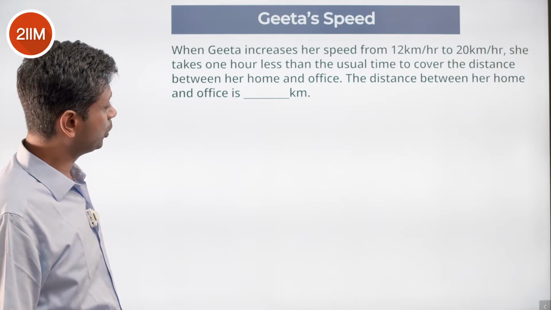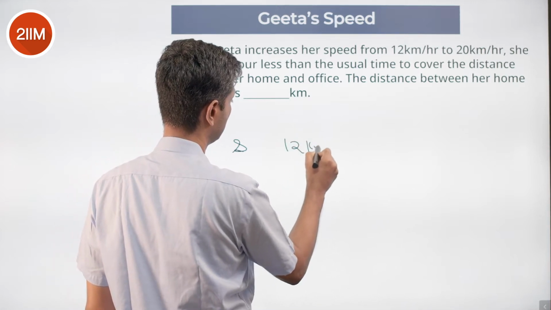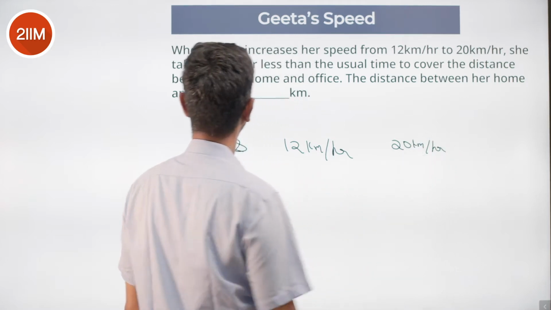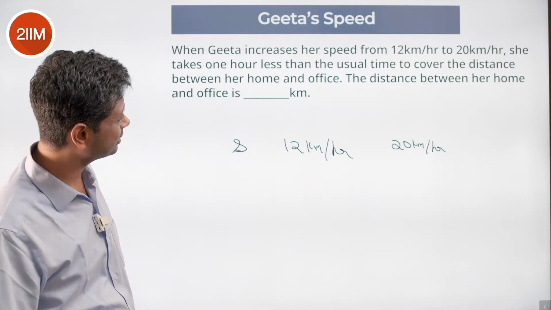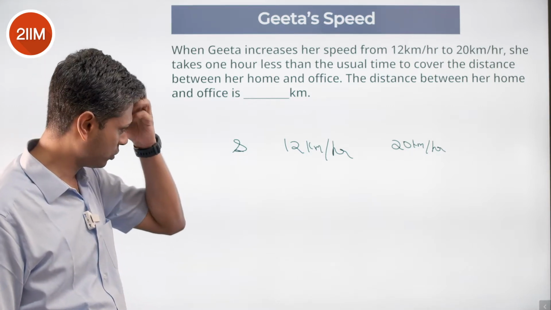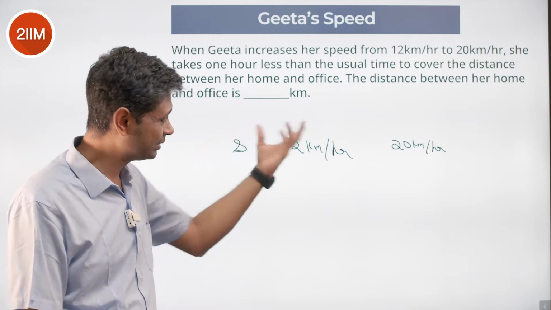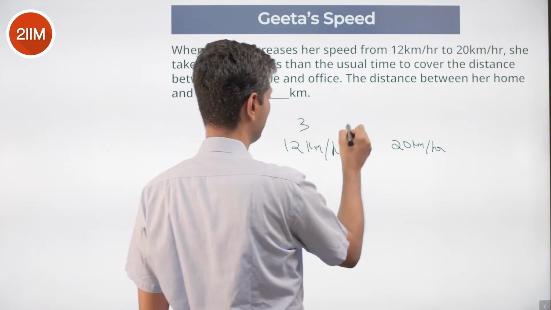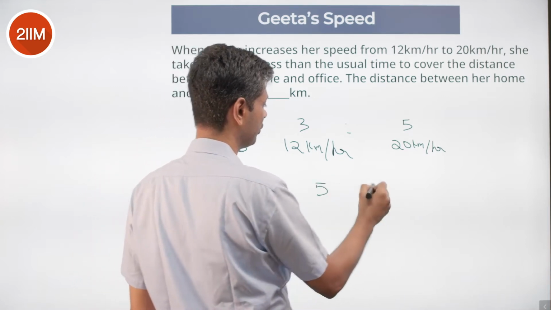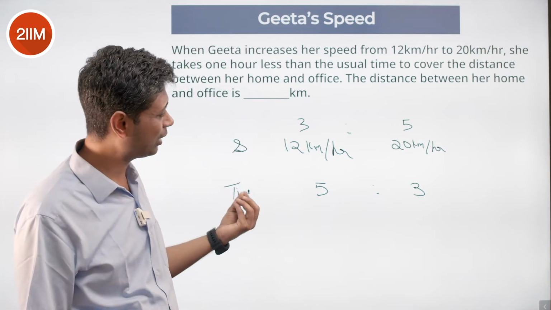When Geeta increases the speed from 12 kilometers per hour to 20 kilometers per hour, she takes 1 hour fewer than the usual time to cover the distance between her home and her office. Very, very straightforward question. Speed 12 to 20, the ratio 3:5. Time taken, therefore, should be in the ratio 5:3. This is 1 hour more.